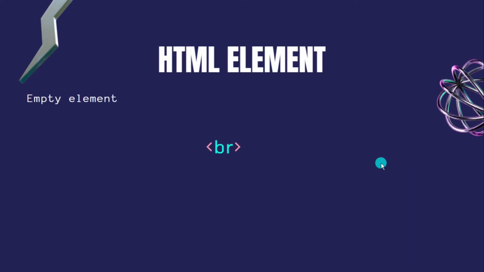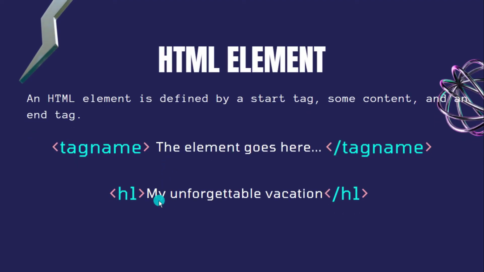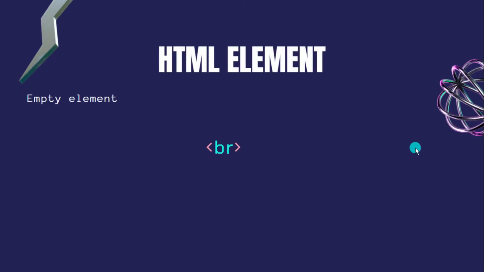We also can have empty elements. Here we have BR, which is the abbreviation of break row. What this does is simply to break the row. For example, if you don't want to display "my unforgettable vacation" in one line, you want to display "my unforgettable" in the first line and "vacation" in the next line, you can put the break row tag between the unforgettable and the vacation. Okay, let's move on. You don't have to write this, just understand.